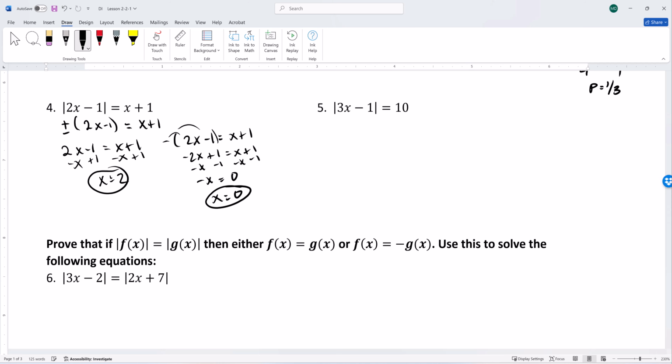Now, we're going to talk about this a little bit more in class, but there is something called extraneous solutions. We need to check our answers. So if I plug this in, we just need to make sure it works. So I get 4 minus 1, absolute value of that, does that equal 2 plus 1? So that's 3 equals 3. Okay, that works. And then plugging in 0, the absolute value of 0 minus 1 equals 0 plus 1. You get 1 equals 1. That also works.